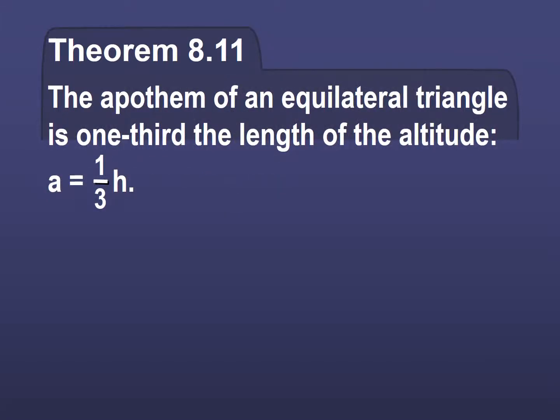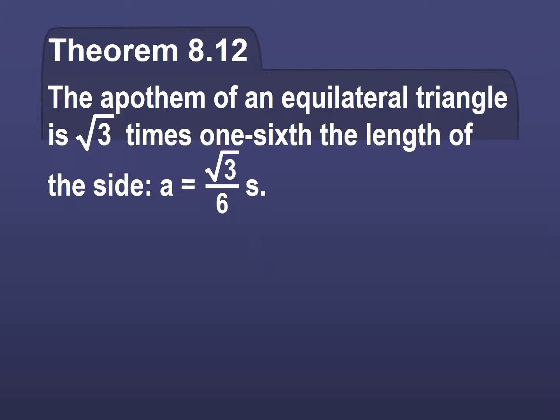So there's another formula for the apothem of an equilateral triangle. The apothem is going to be 1/3 the height. And here's another formula: the apothem of an equilateral triangle is the square root of 3 times 1/6 the length of a side. So here's a formula for the apothem of an equilateral triangle. A is equal to the square root of 3 over 6 times S, where S is one of the sides of that equilateral triangle. So that's how you can figure out the apothem.